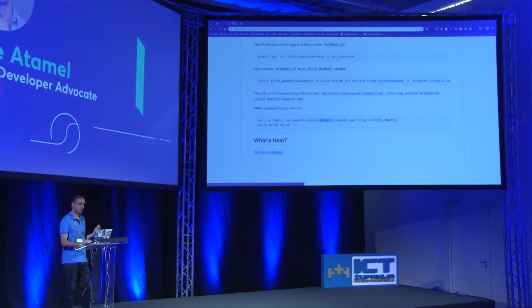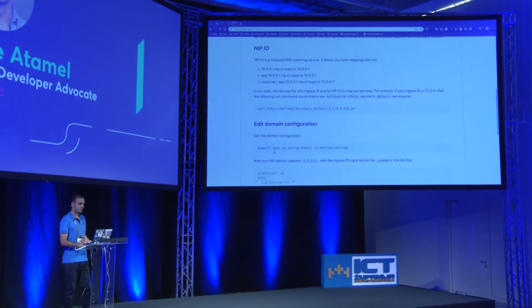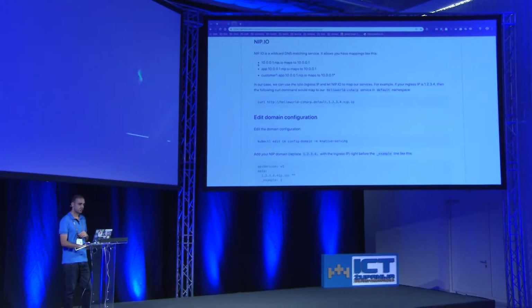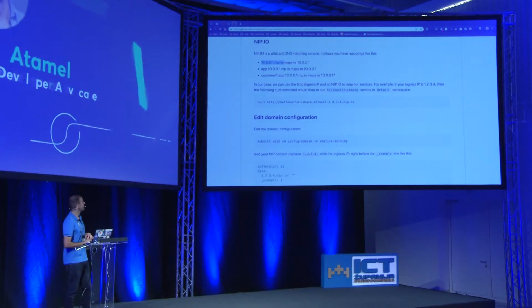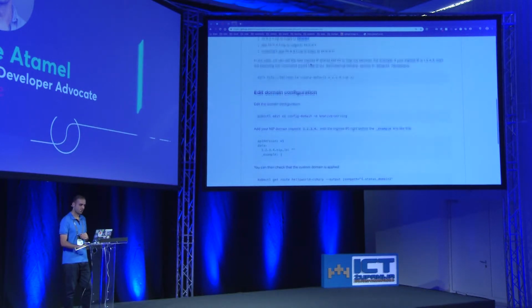Of course, you can configure your own domains if you want to, and I explain here how to do that. But for demo purposes, I am using something called nip.io. Nip.io is a dummy domain service that enables you to pass in domains like this that will map to this IP. So I'm using that as a demo in my configuration.